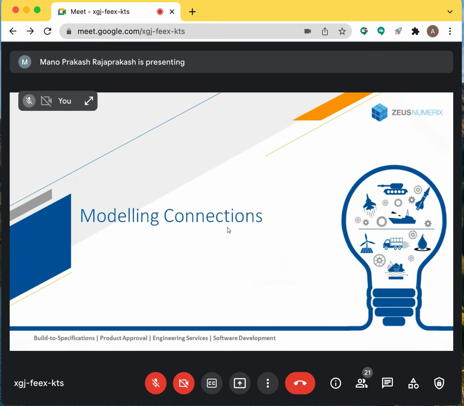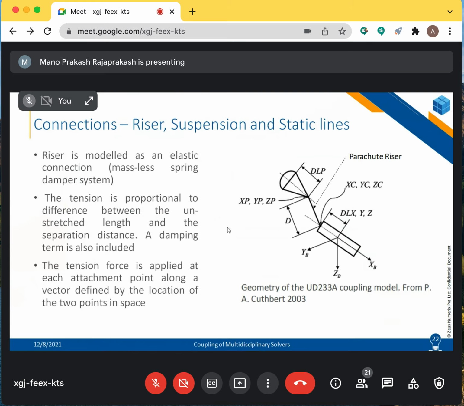Now let's move into another interesting topic, which is how to model these connections. We have seen that the parachute can be modeled as a single body. There are some forces and moments acting on it. Imagine this is the parachute, and this is the payload. They both experience their own force and moment, and the trajectory can be computed based on Newton-Euler equations of motion.